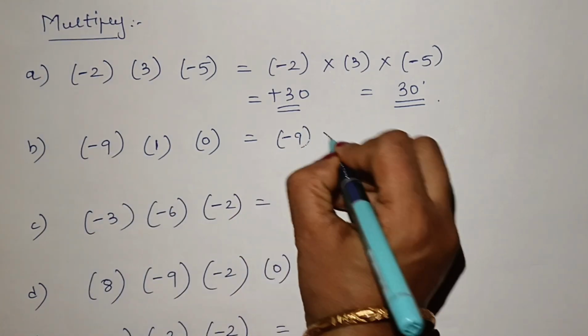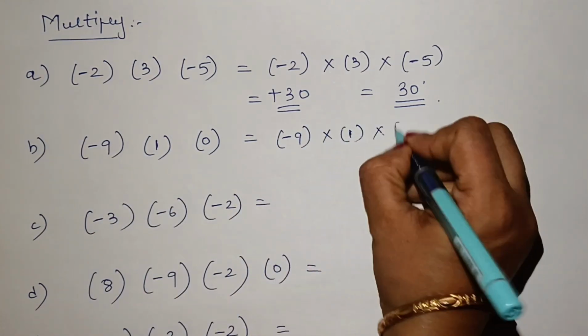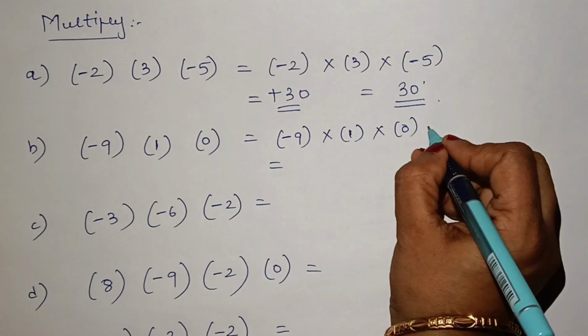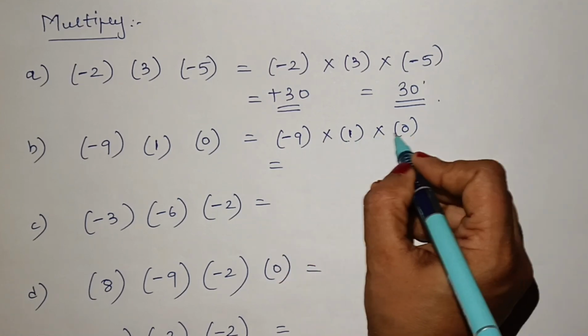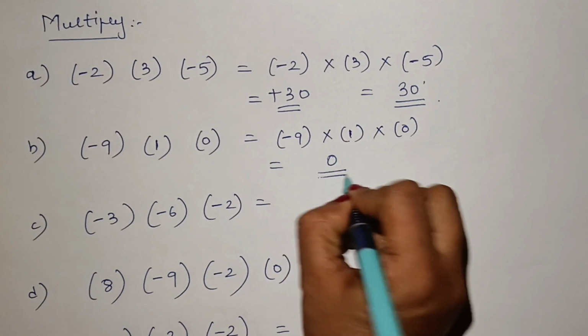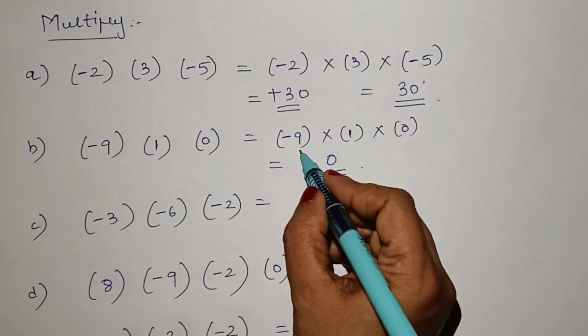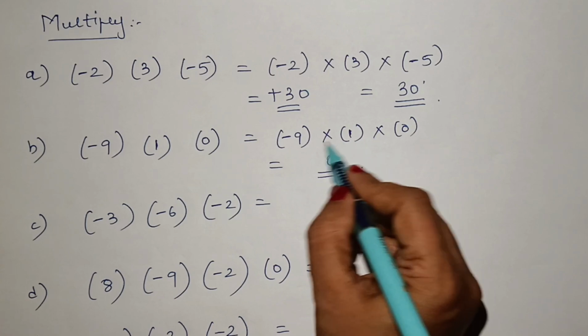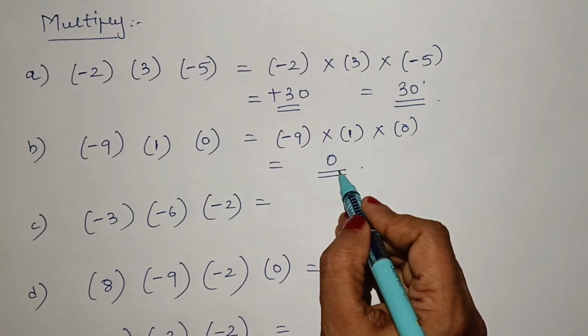Minus 9 into 1 into 0. Any number multiplied with 0, any integer multiplied with 0, the answer is 0. No need to multiply minus 9 into 1. It is time consuming. So just write the answer as 0.